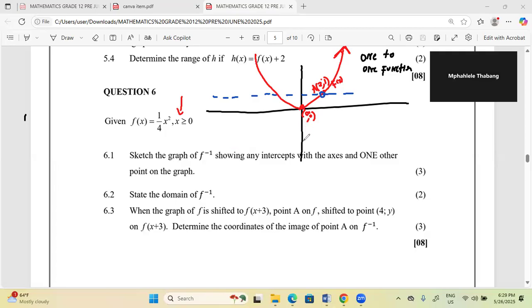So we restricted it so that it becomes a one-to-one function. One of the questions that they can bring in your exam, remember we are preparing for exam, they can give you a graph like this. They don't give you this restriction. They just say f of x equals 1 over 4 x squared. And they say to you now, restrict the graph in such a manner that it becomes a one-to-one function.